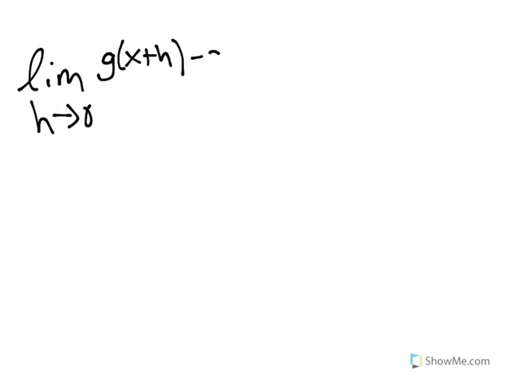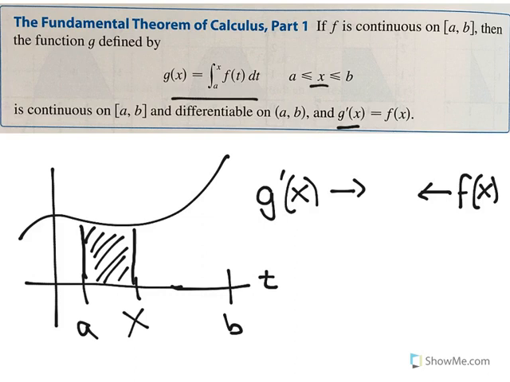Okay, so let's start by looking at the limit definition of the derivative of g. Hopefully you remember what that looks like. The limit as h goes to 0 of g of x plus h minus g of x all over h. This is the limit definition of a derivative. And let's go ahead and plug in our function g from the previous page.